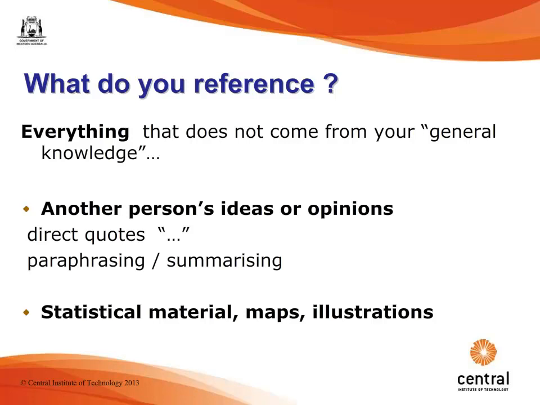You need to reference everything that does not come from your general knowledge. Your general knowledge is a combination of common knowledge, that is, information known by everyone or nearly everyone, usually within the community you live. For example, quokkas live on Rottnest Island. Perth has a Mediterranean climate with dry hot summers and wet winters. Plus, it's the knowledge you have developed through personal or work experience.